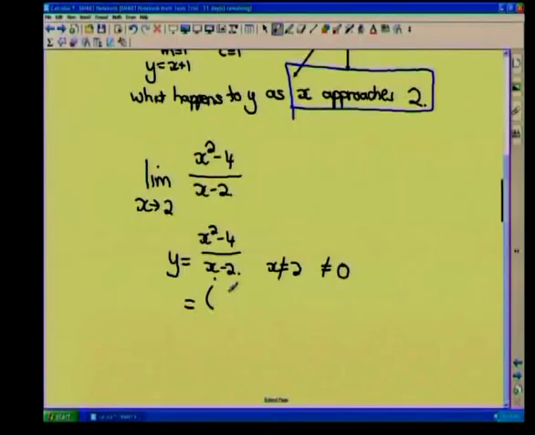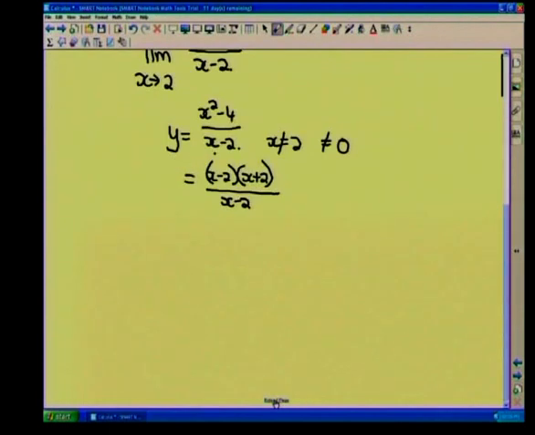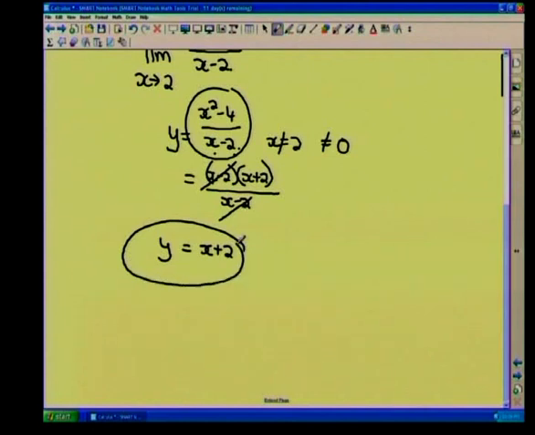So let's have a look at how we do draw this. The first thing I would do is I would factorize this. I get x minus 2, x plus 2, because that's the difference of squares, over x minus 2. The good news, that would divide into that, and so I would get x plus 2. So in actual fact, this thing has become a straight line, but with the proviso that x may not equal 2. Right, let's try and draw this, and then we can have a look at what's going on.